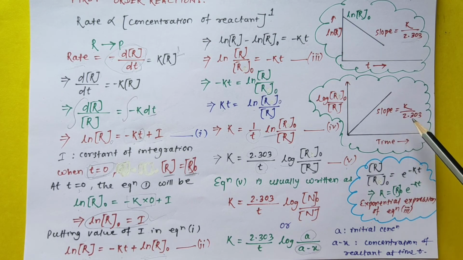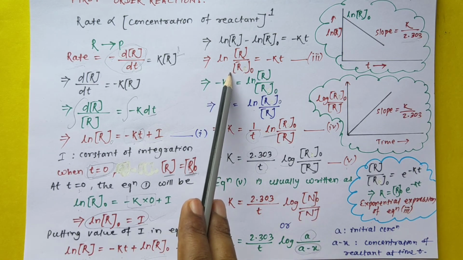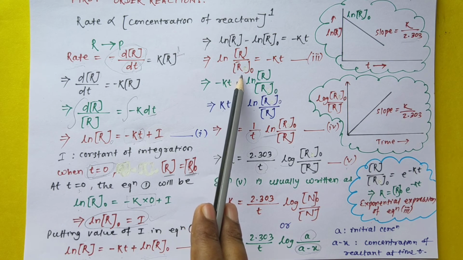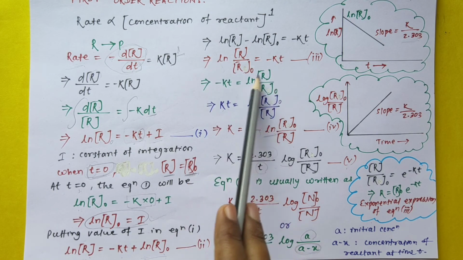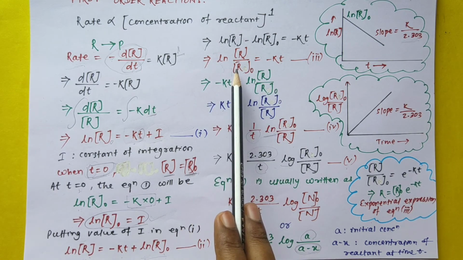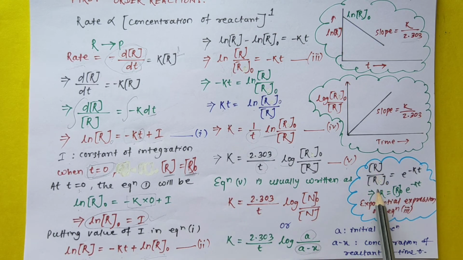Another important thing we have to discuss here: what is the exponential expression of equation 3? Here you see equation 3: ln [R] by [R]0 is equal to minus kt. This is the logarithmic expression. If we convert it into exponential expression, that will be [R] divided by [R]0 is equal to e to the power minus kt. So [R] is equal to [R]0 e to the power minus kt. This is the exponential expression for equation 3.